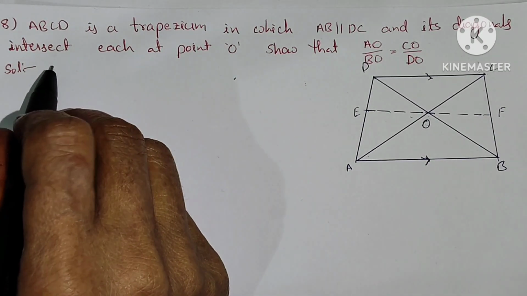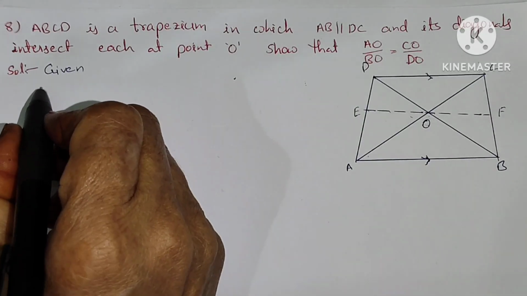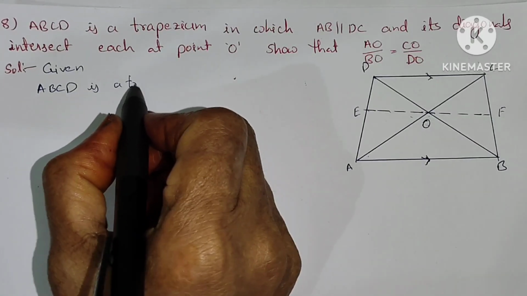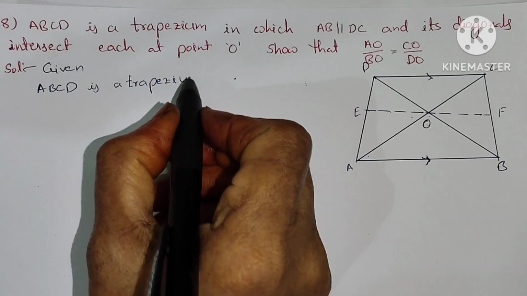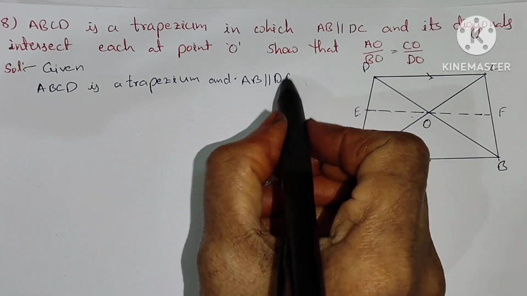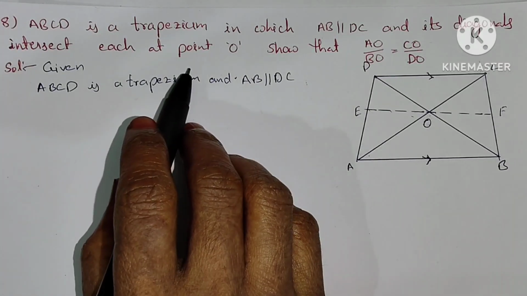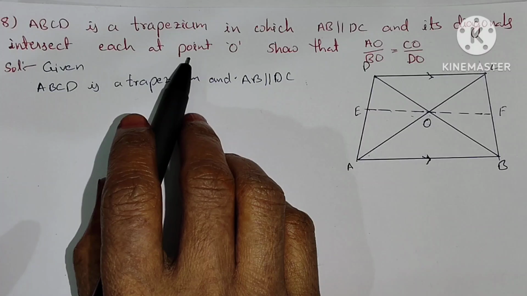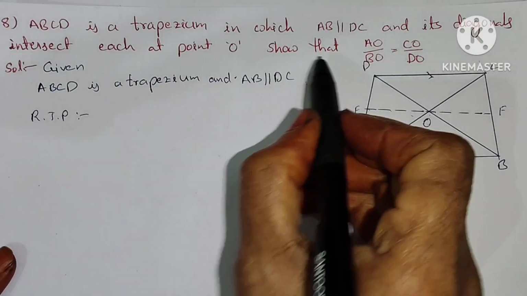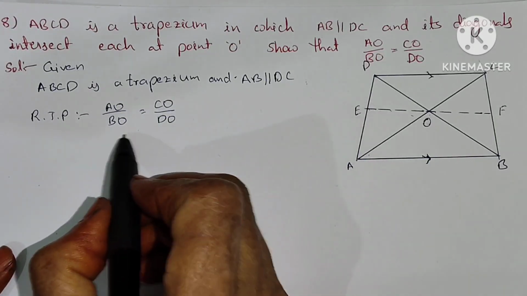First, we write the given data. ABCD is a trapezium and AB is parallel to DC. The intersecting point of the diagonals is O. Required to prove that AO by BO equal to CO by DO. So we prove this one.